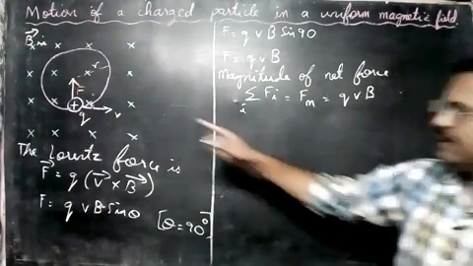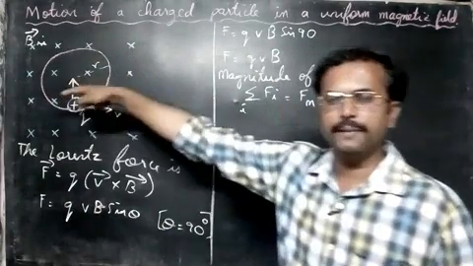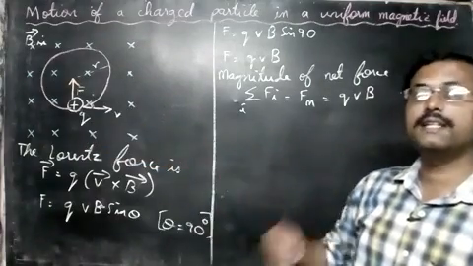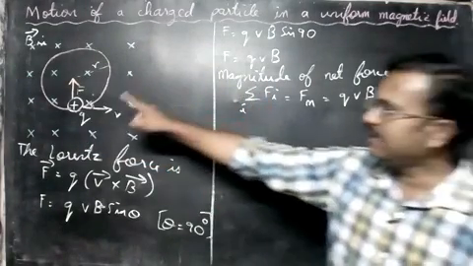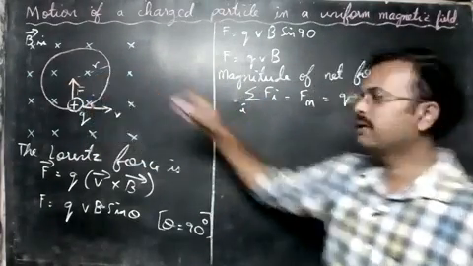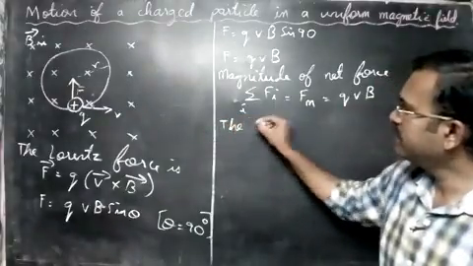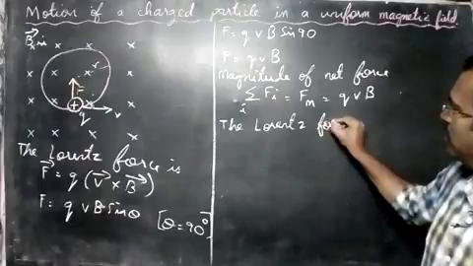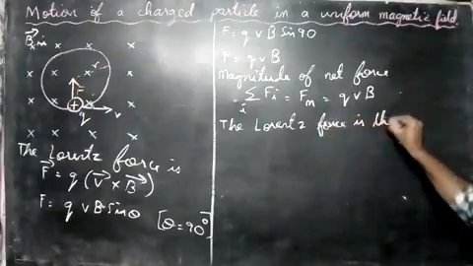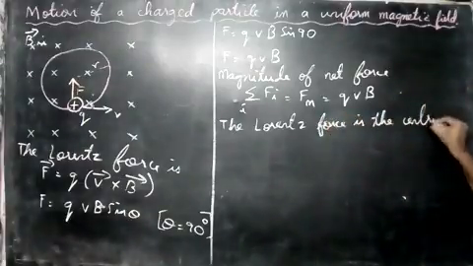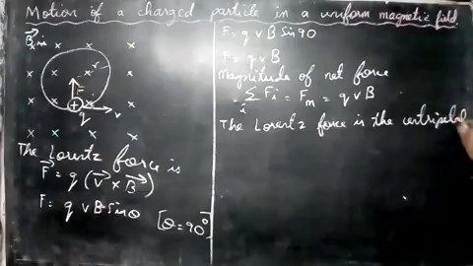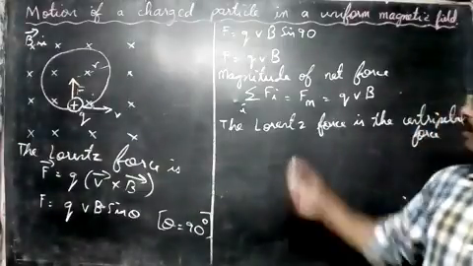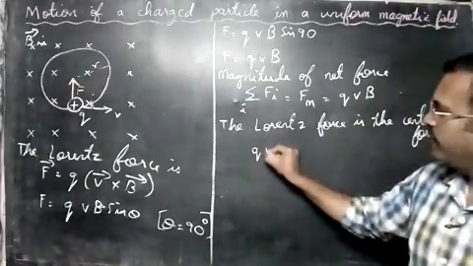Now you see that the particle is going in a circular path. For a particle to go in a circular path, some force must act towards the center. We call that force the centripetal force. In this case, the Lorentz force is the centripetal force. Centripetal means the force towards the center. The Lorentz force we got is QVB.